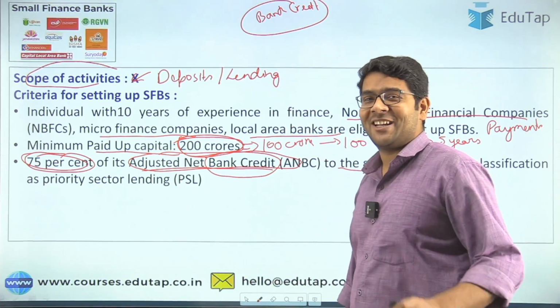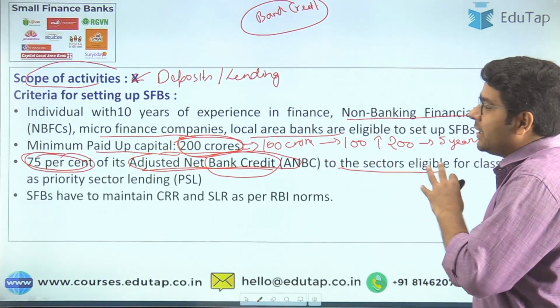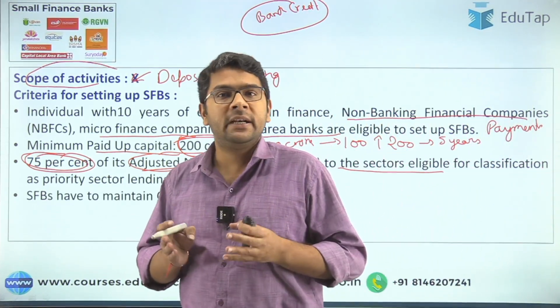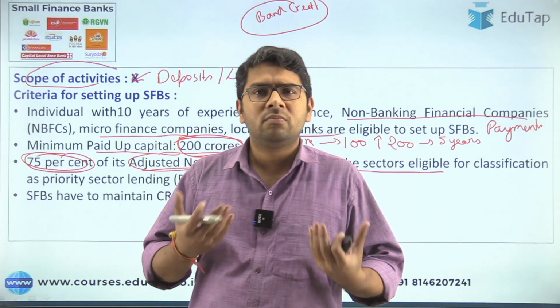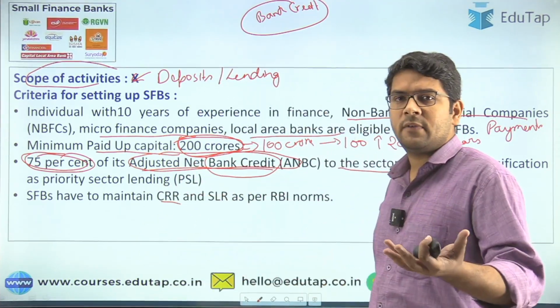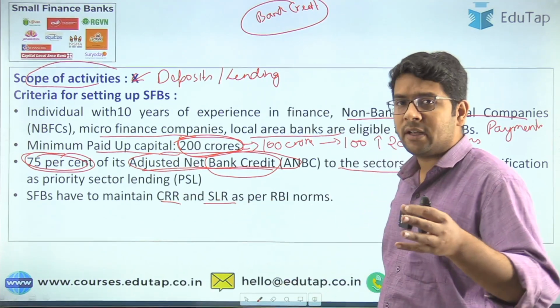Then coming to the next point of difference, guys, these small finance banks also need to maintain CRR and SLR. So this is quite similar to our normal banks. CRR, cash reserve ratio, and statutory liquidity ratio. I hope you are aware of these terms.